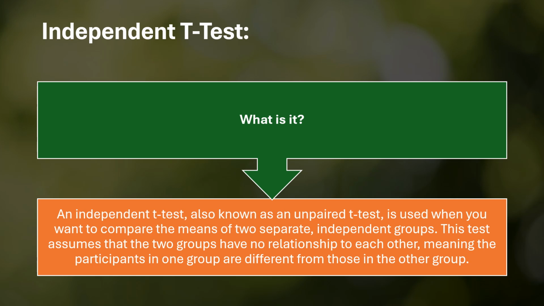Now, using an example from sports rehabilitation, you're comparing the effectiveness of two different rehabilitation programs for treating knee injuries in athletes. Group A follow Program 1 and Group B follow Program 2. After 8 weeks, you measure the knee strength of both groups. Now, you would use an independent t-test to compare the average knee strength between Group A and Group B to see if one program is significantly more effective than the other.